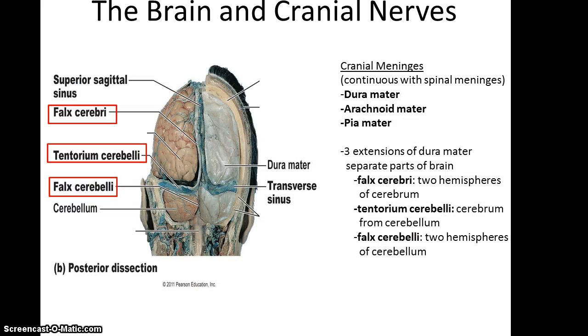Now, it turns out that in the cranial area, the meninges actually extend deeper into the cavity, basically going into the separations of the different parts of the brain. So, for instance, between the left and right hemisphere of the cerebrum, you have the falx cerebri. Between the cerebrum and the cerebellum, you have the tentorium cerebelli. And then between the two hemispheres of the cerebellum, you have the falx cerebelli. So, a little confusing, but you have the falx cerebri for between the two lobes of the cerebrum, and the falx cerebelli between the two hemispheres of the cerebellum.